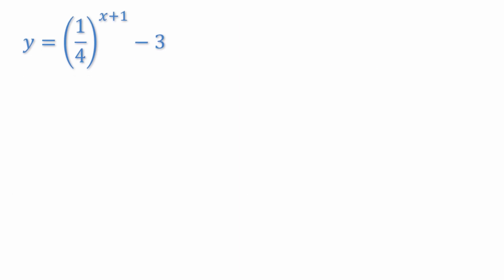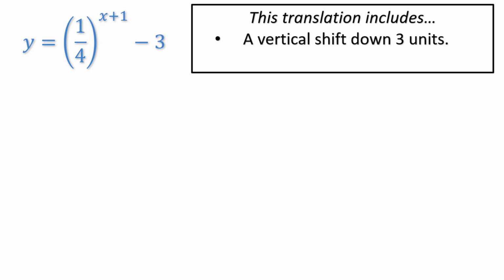Consider y is equal to 1/4 to the x plus 1 power minus 3. This translation includes a vertical shift 3 units down, indicated by the negative 3, and a horizontal shift 1 unit left, not right, indicated by the x plus 1 in the exponent.